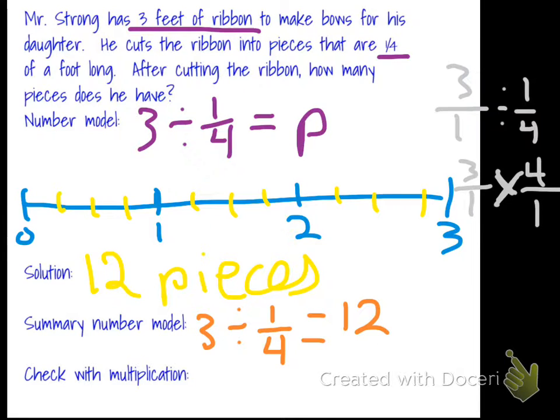Now I just multiply across. 3 times 4 is 12. 1 times 1 is 1. If we do 12 divided by 1, that equals 12. So our multiplication check would be 3 times 4 over 1 equals 12.